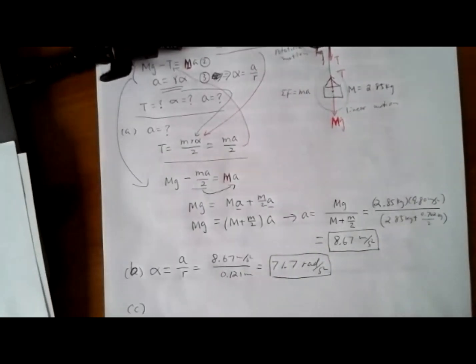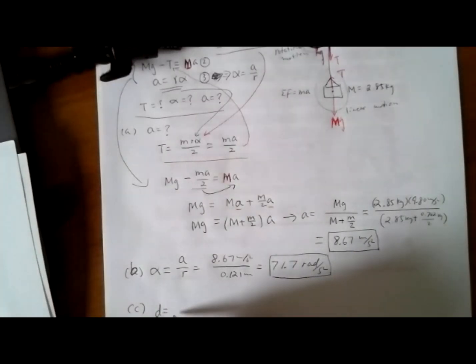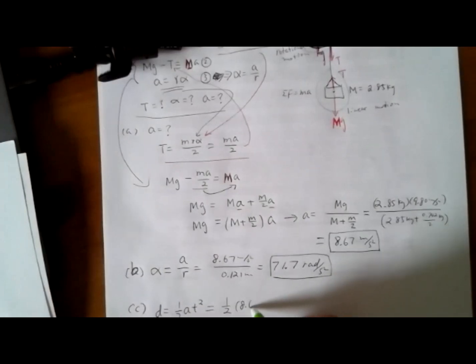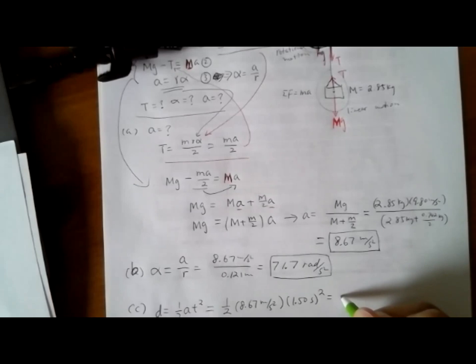Now, part C is asking you, in 1.5 seconds, how far does the bucket descend? Okay, so that's purely linear motion. So it's 1/2 A t squared because it starts from rest, right? So the distance traveled should be just 1/2 A t squared. So 1/2 times 8.67 meters per second squared times 1.50 seconds squared, okay? That gives you roughly 9.75 meters, all right?